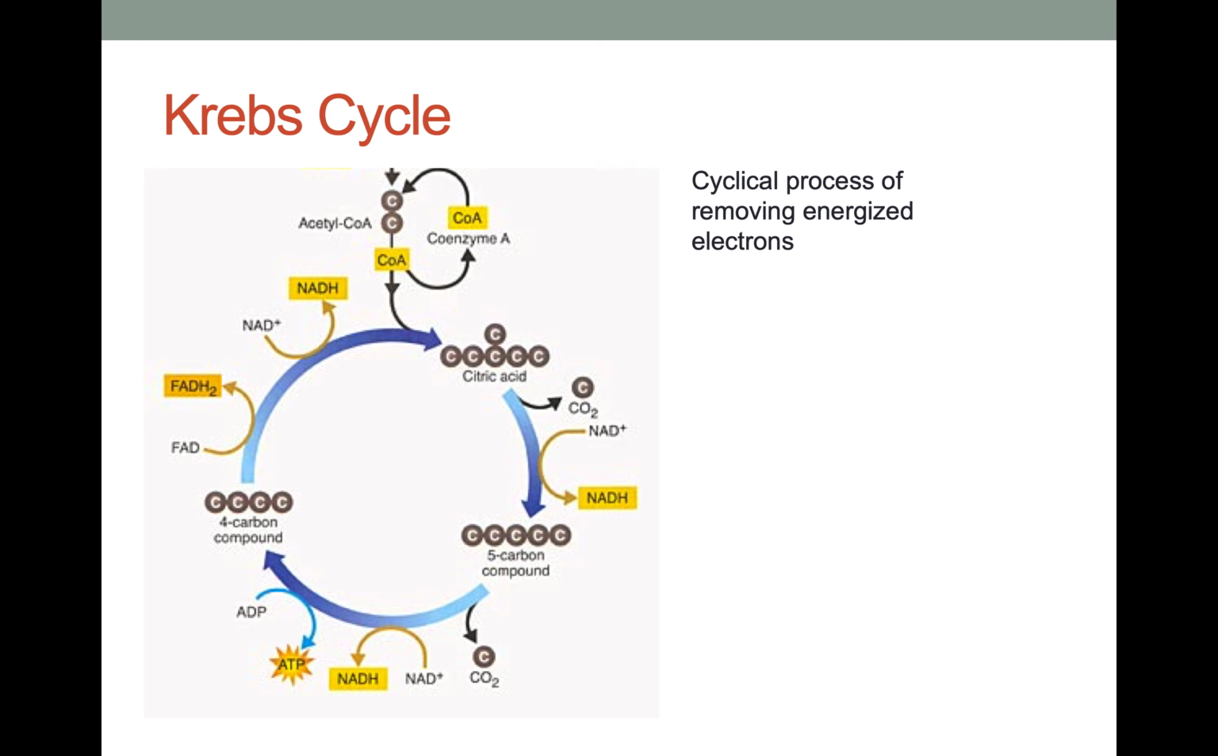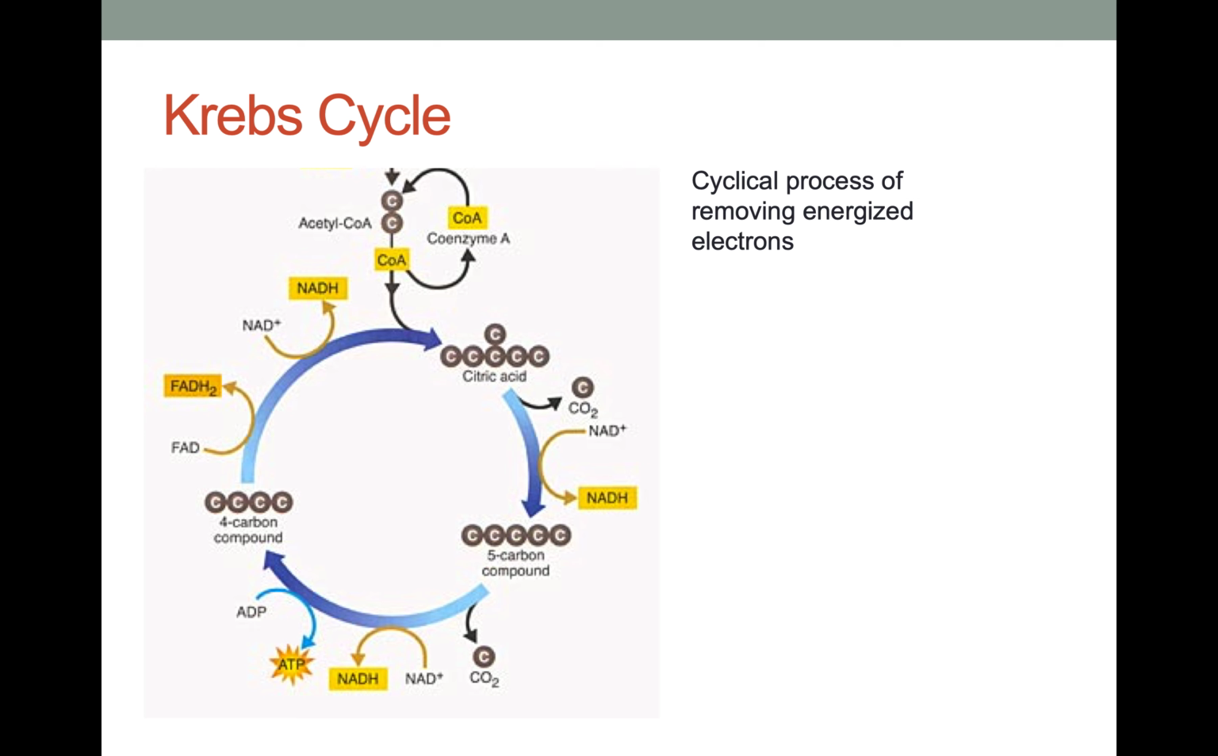Here's the Krebs cycle in a little bit more detail. So it's a cyclical process of removing energized electrons. Acetyl-CoA enters the Krebs cycle. It merges with oxaloacetate, creating a 6-carbon molecule of citric acid. That molecule is then passed from enzyme to enzyme to enzyme. And as it's passed around the cycle, it's slightly altered. And so what you can see is carbon dioxide is removed. So we go from a 6-carbon molecule to a 4-carbon molecule.